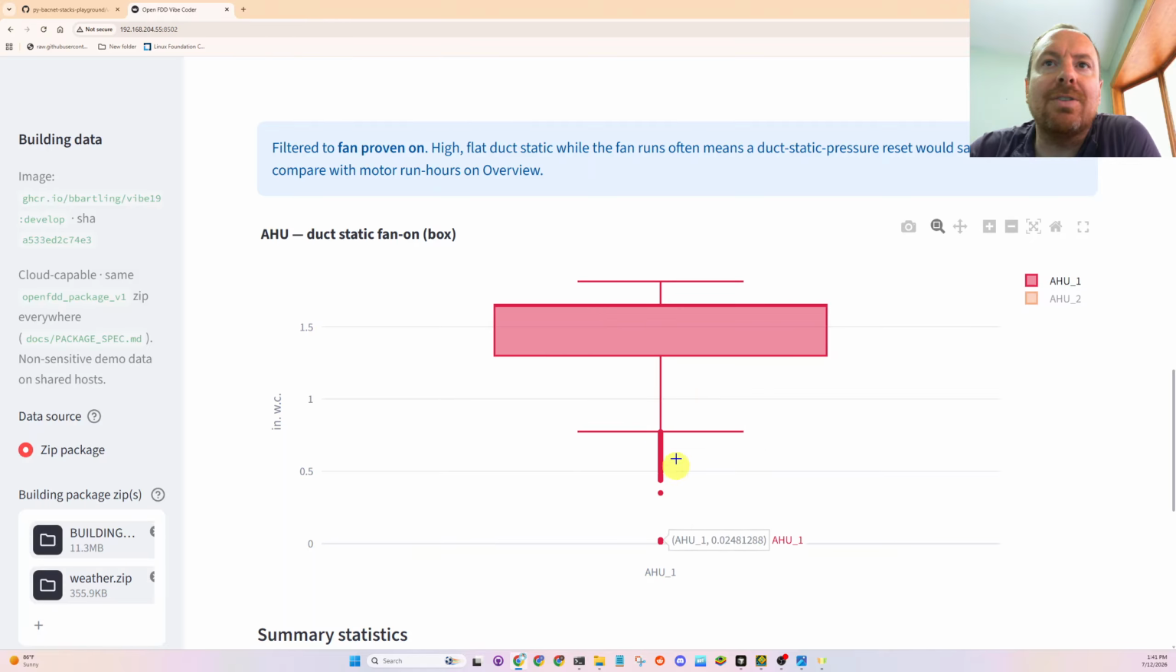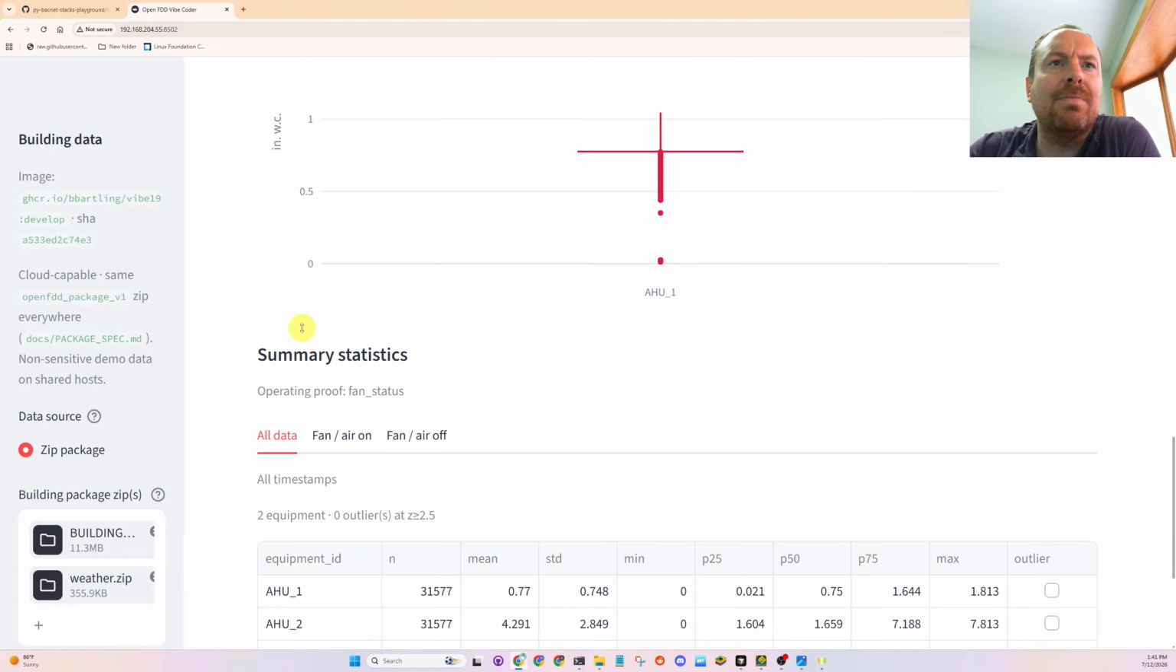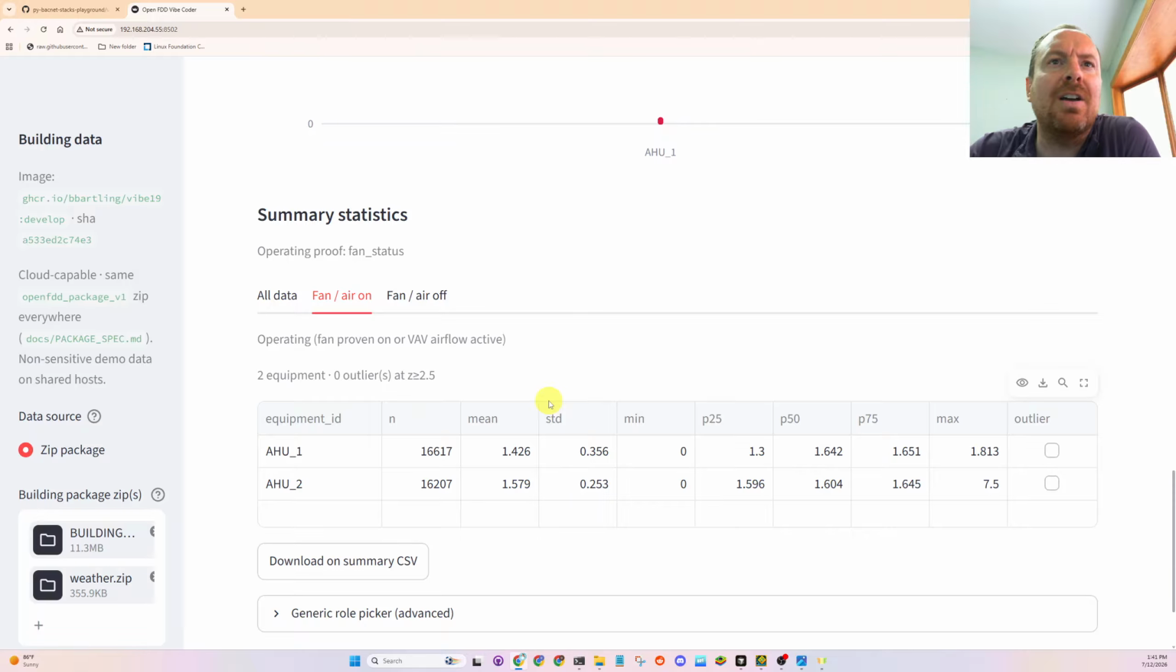So these are outliers right here, and these are outliers right here, and this is percentiles. So 50% of the time, the air handling unit maintains 1.5 inches of duct static, fans on. So they do maintain about 1.5 inches pretty well. Standard deviation, they don't drift very much.